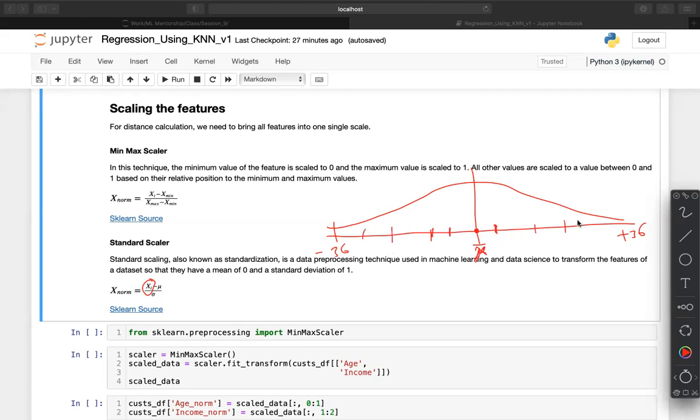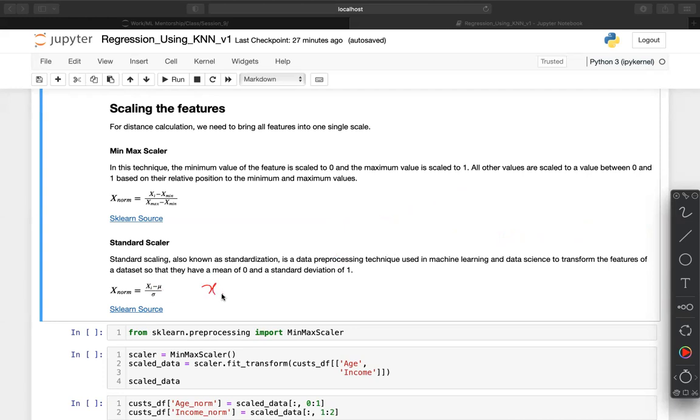And of course, the value is calculated as xi minus mu. Mu is of course the population mean. We may not have access to the population mean, so we'll calculate the sample mean, divided by the standard deviation of x.